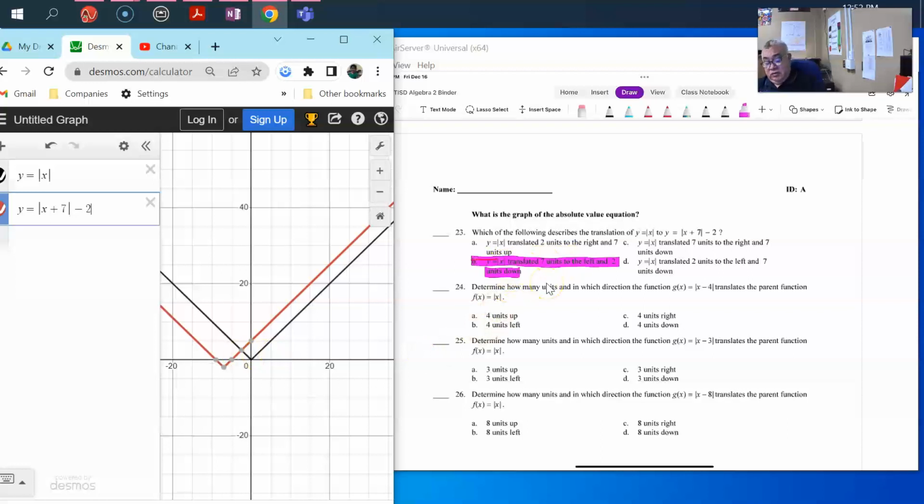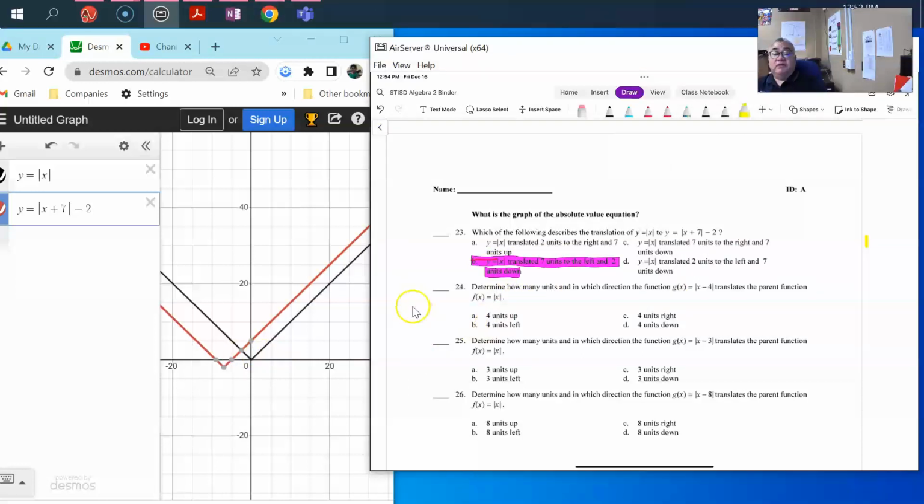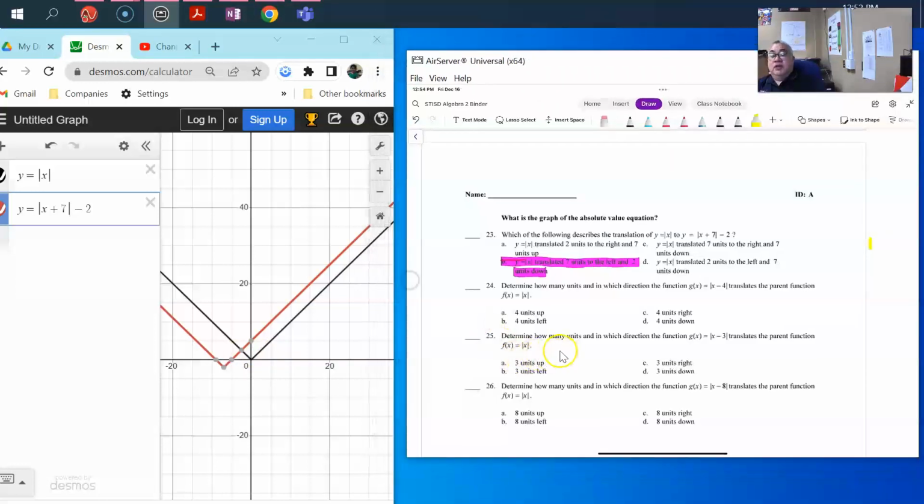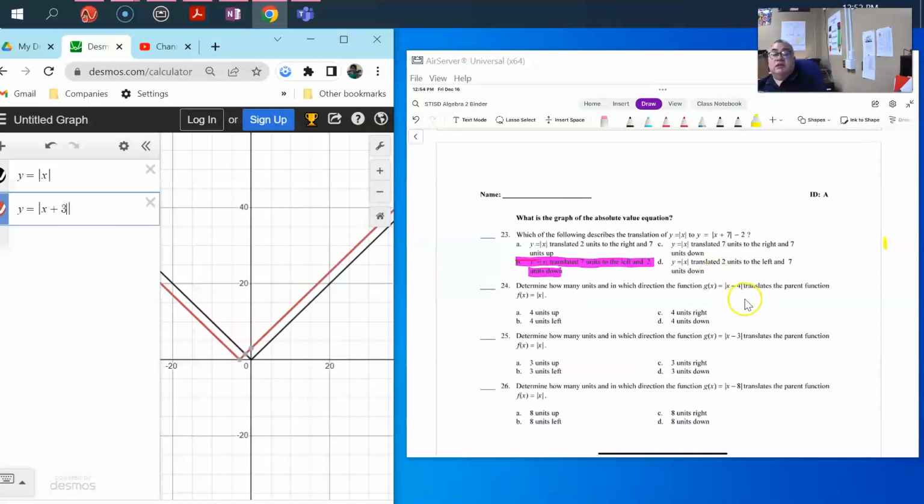Okay, so we're going to go ahead and do number 25. Determining how many units in which direction the function g of x minus 3. So I'm going to go ahead and type here x minus 3. And it says how many units and in which direction the function translates. So we know it's going to go to the left. So your answer is B. 25. It's the same question. It's 3 units to the left.